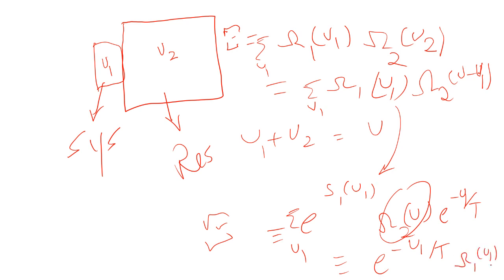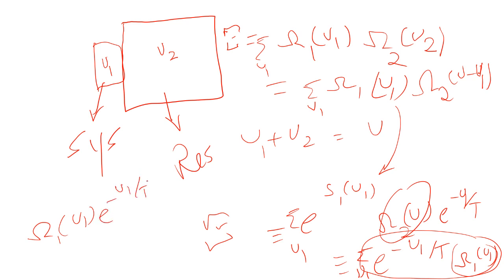So this is basically what trace means. This is your canonical partition function, defined as the canonical partition function. This is your microcanonical partition function. Your omega 1 of U1 is the number of microstates, which is also called the microcanonical partition function, and then you multiply this by the Boltzmann weight and you sum over all the U1s, you get the canonical partition function called Z. This process is basically trace.